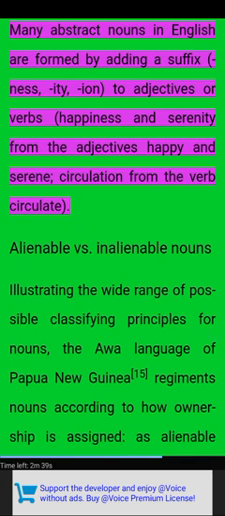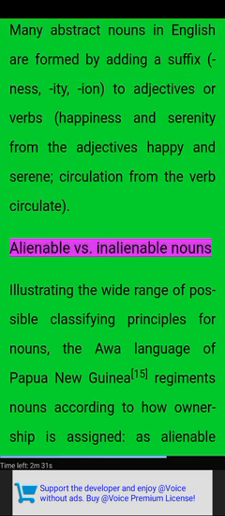Many abstract nouns in English are formed by adding a suffix (-ness, -ity, -ion) to adjectives or verbs: happiness and serenity from the adjectives happy and serene, circulation from the verb circulate. Alienable versus inalienable nouns.